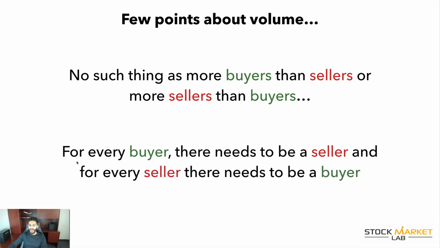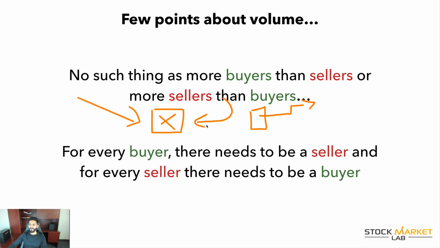For every buyer, there needs to be a seller, and for every seller, there needs to be a buyer. So if you buy a stock, you're not just buying it from mid-air or from absolutely nothing. You're buying it from someone, be it an institution or a market maker. If you're selling it, you are selling it to someone, be it a market maker, an institution, or someone else, a real trader, a retail trader, whatever the case may be. But just keep in mind, when you are buying a stock, you are buying from someone else. When you're selling a stock, you are selling it to someone.